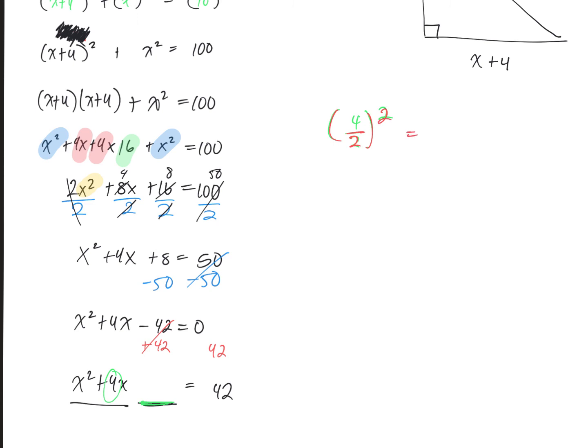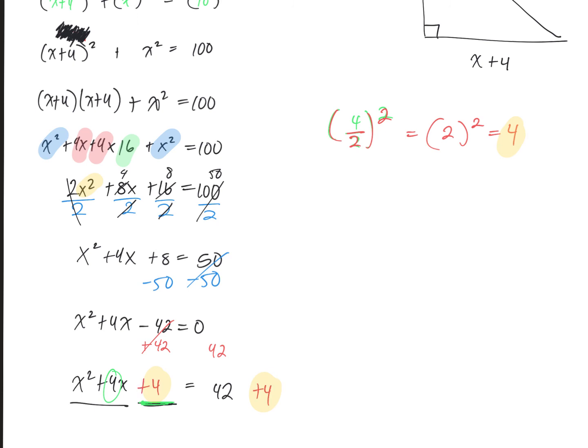So dividing it by 2 is going to give me 2, and then squaring that is going to give me 4. So my perfect magical number is 4. We'll add that in, and that will create the perfect trinomial. But I have to add it to the other side as well, because once again, I need to balance my equation. So add 4 to both sides.